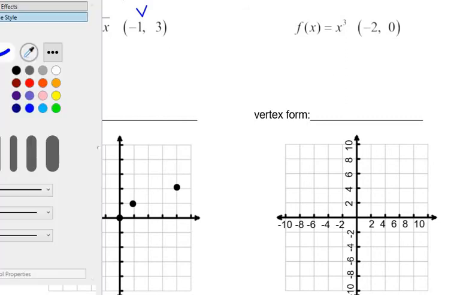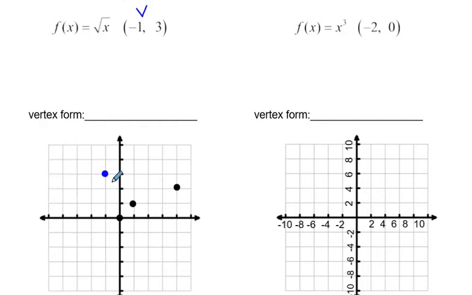But now I'm going to graph that parent function at the point negative 1, 3. So negative 1, 3 is here. That will be like my new 0, 0. The distance 1 square rooted is 1. The distance from here, 1, 2, 3, 4, square rooted is 2. And the graph looks like half of a parabola.